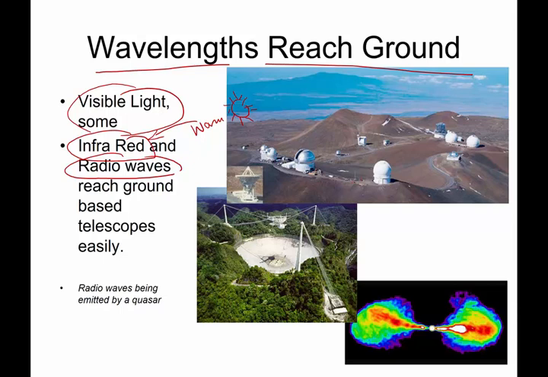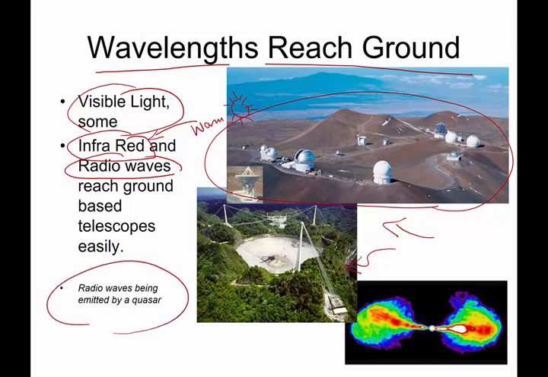These are some pictures of radio telescopes. This happens to be in Hawaii, a collection of radio telescopes up on a big mountain in Hawaii. This is Arecibo in Puerto Rico, a large radio telescope. And when we look out in space in the radio waves, we see things we don't normally see in visible light. This happens to be a quasar. A quasar is a quasi-stellar radio source, and these quasars emit big, massive amounts of radio waves. Pretty nifty things.